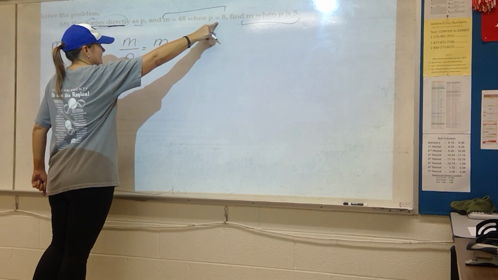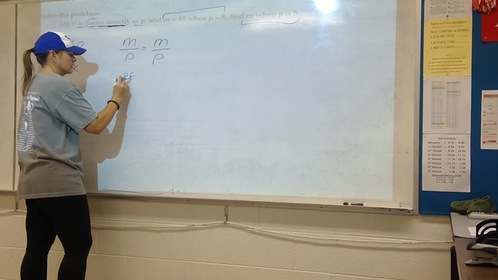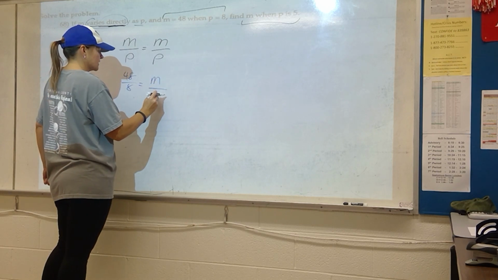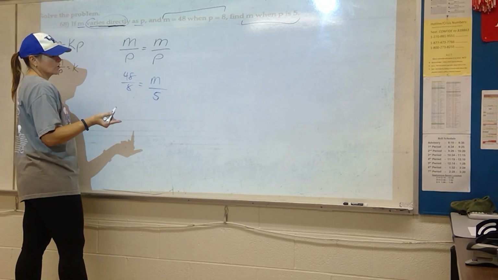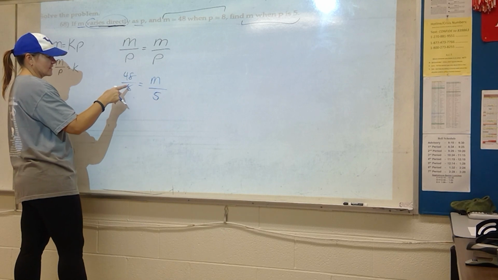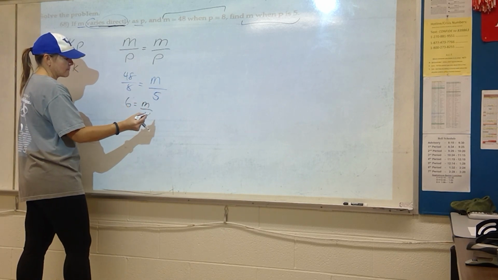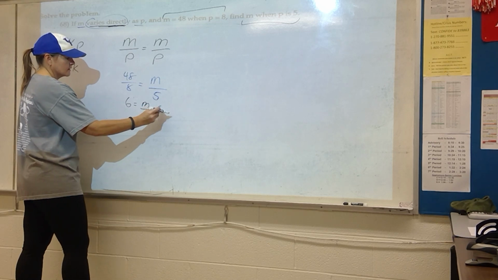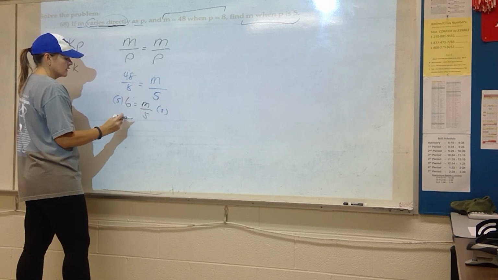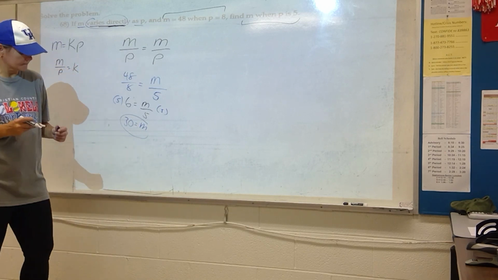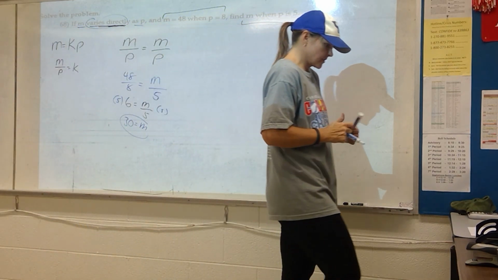So m is to p over m is to p, as long as it says directly. So we have 48 is to 8 as what? M, we don't know m, when p is 5. You could cross multiply, but I think it's a little easier than that. 48 over 8 is 6. Instead of divide by 5, multiply by 5. M must be 30, 5 times 6. Now that's for direct variation.